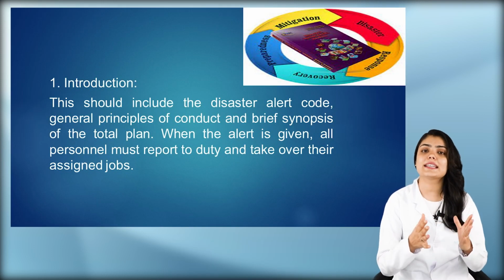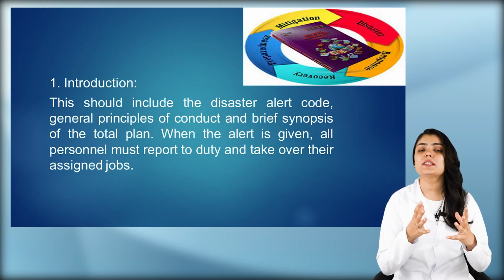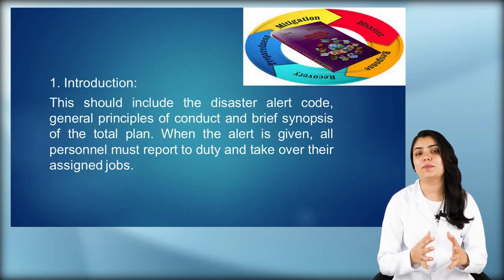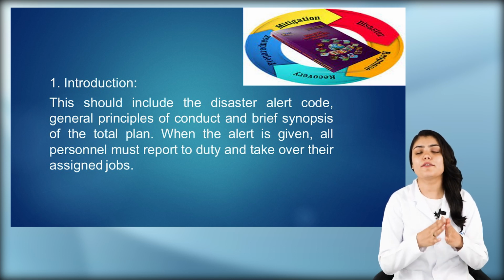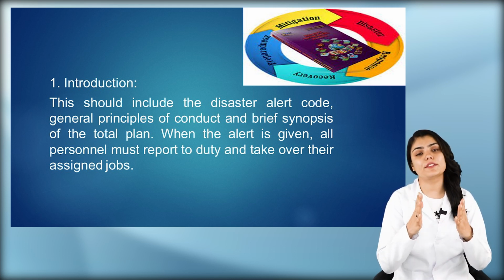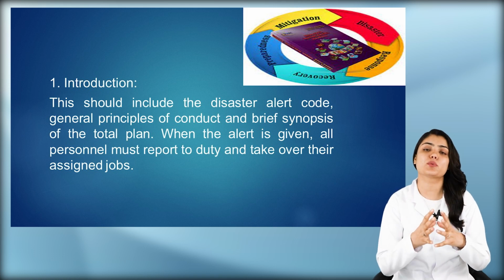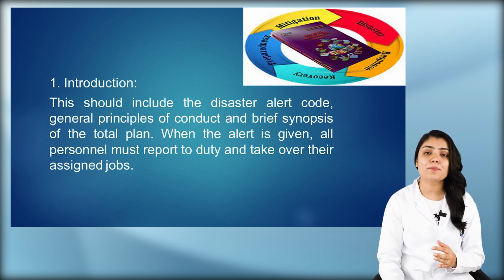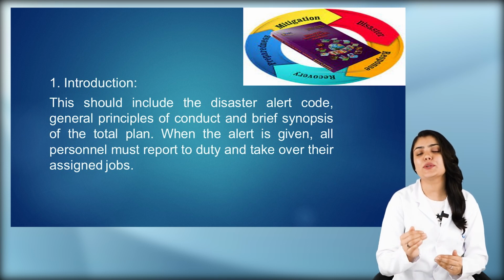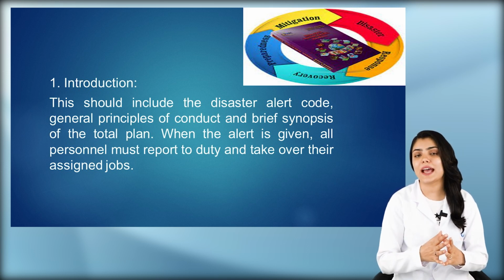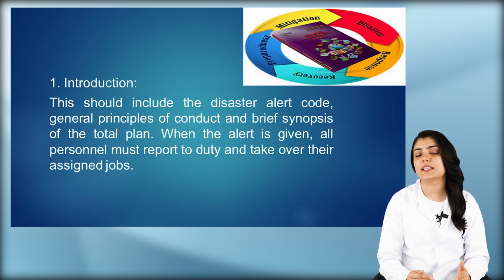Now moving on, let us see what a disaster plan consists of. The very first thing it has is an introduction. So what comes under the introduction in the disaster manual plan? The introduction part of the disaster manual consists of a brief synopsis of the plan, which means it gives a brief description about the plan, and it also contains the code that is to be activated during the time of disaster as well as the general code of conduct to be followed within the hospital during the time of disaster.